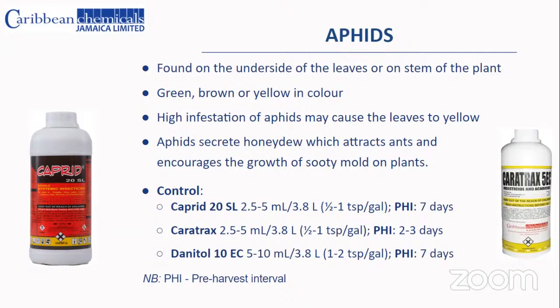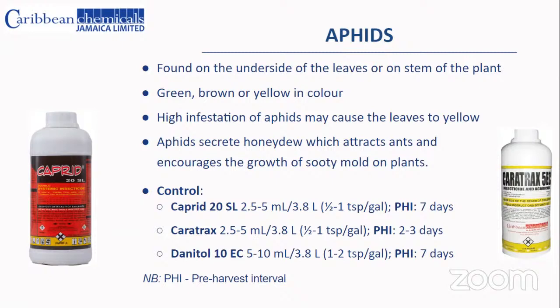Sooty mold and ants. So for aphids, we have Caprid, Cartrax, Danitol, and these are all used at a very low rate. Caprid, Cartrax: half to one teaspoon. And we have varying PHIs, the pre-harvest interval.